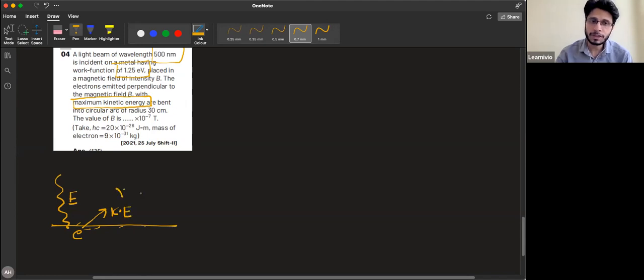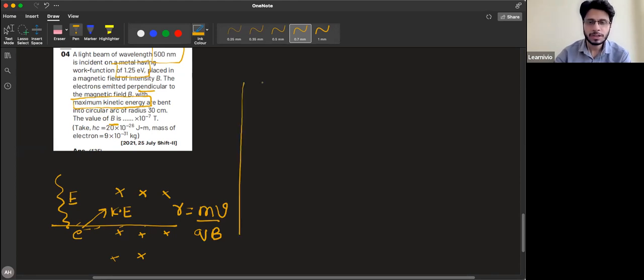Now, this electron is placed in a magnetic field which is perpendicular to its velocity. So if electrons move in a magnetic field perpendicular to it, then the path of the electron will be circular, a complete circle or semicircular arc. The radius of that circular path is given by mv divided by qB. And this question is asking for the magnetic field. So from here, you can say that the magnetic field will be mv divided by qr.